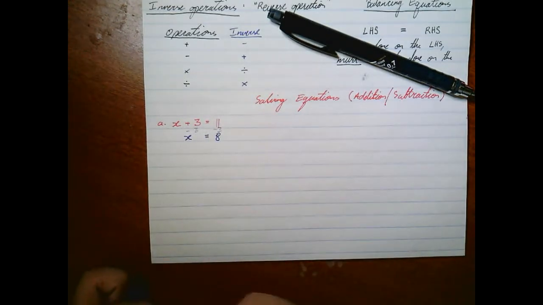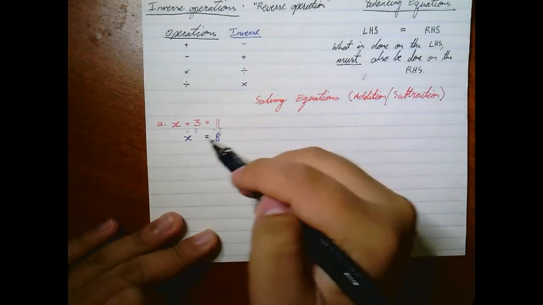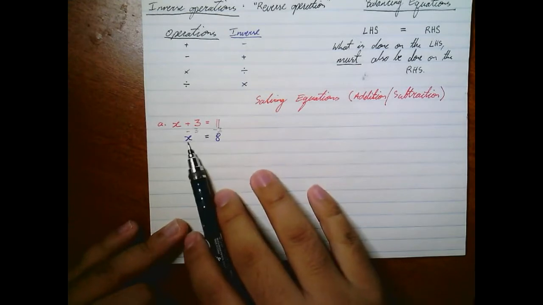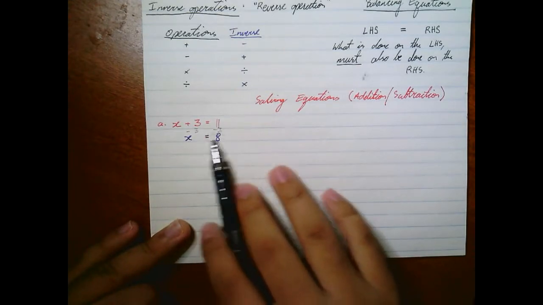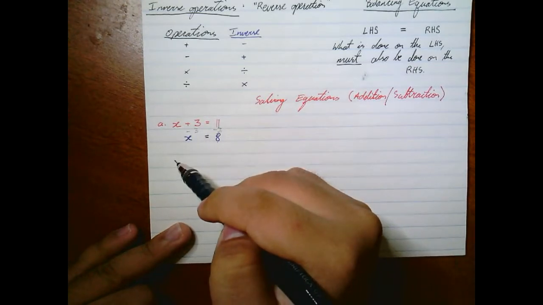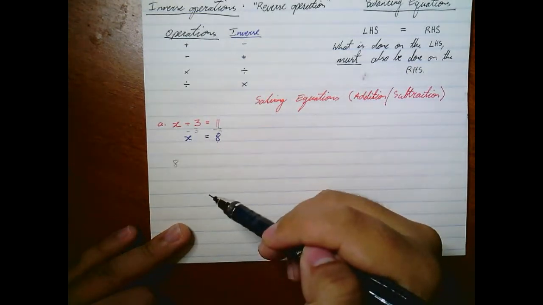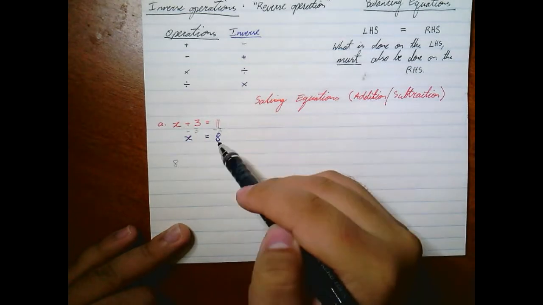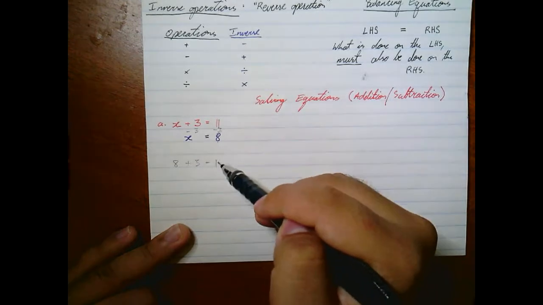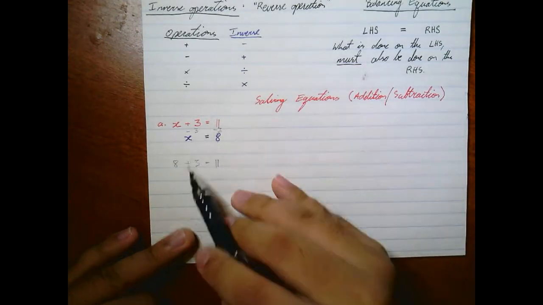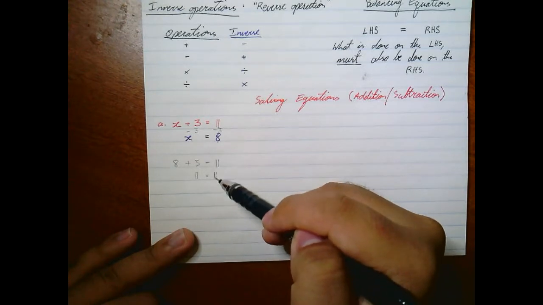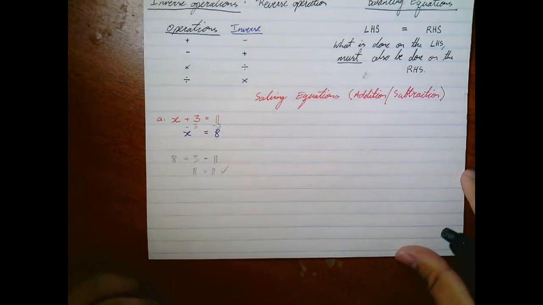So let's test that out and do it in pencil. This is always good to test and see whether your solution is correct. So let's substitute this in for x. So we have 8, because here 8 plus 3 equals 11. 8 plus 3 is 11, equals 11, and this is true.